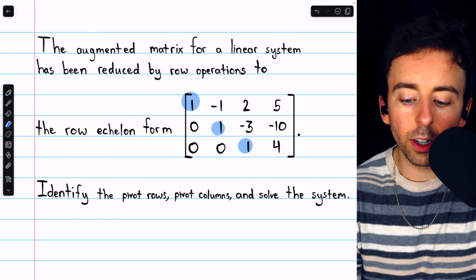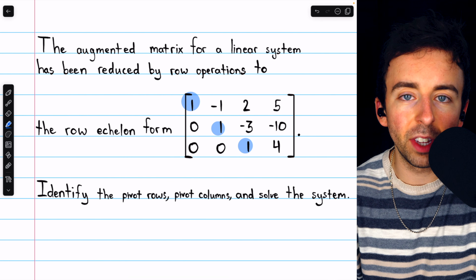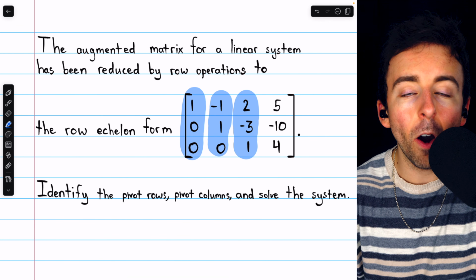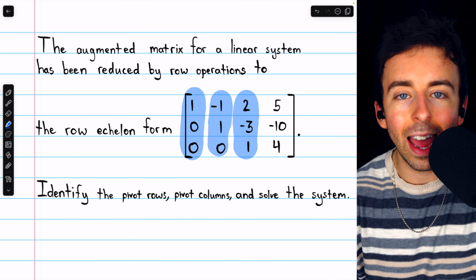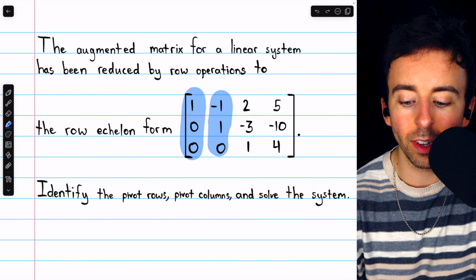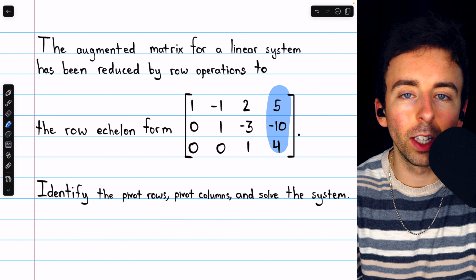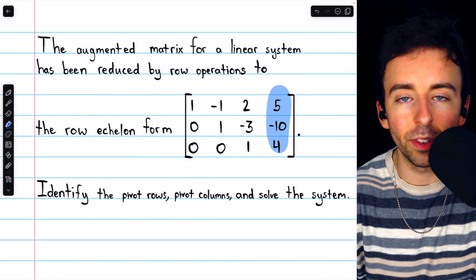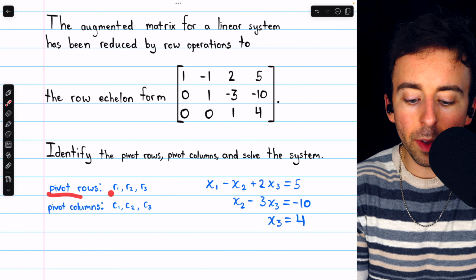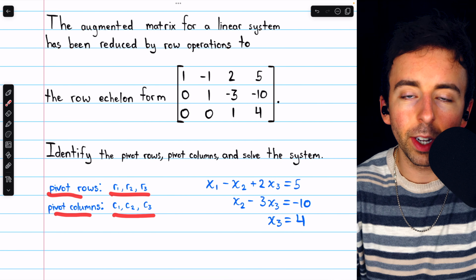Each leading 1 occurs in what's called a pivot position, and the columns containing those pivot positions are the pivot columns. Hence, columns 1, 2, and 3 are pivot columns. Column 4 is not a pivot column since it doesn't contain a pivot position. It doesn't contain an entry with a leading 1. So those are our pivot rows, those are our pivot columns.